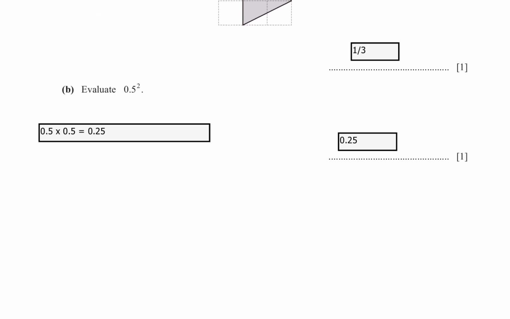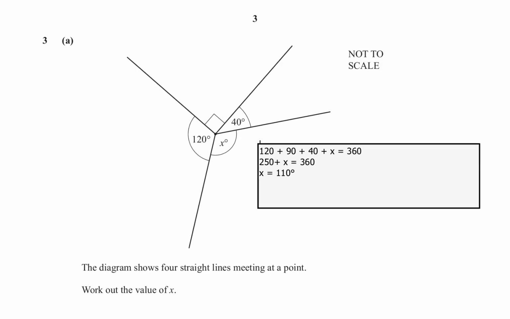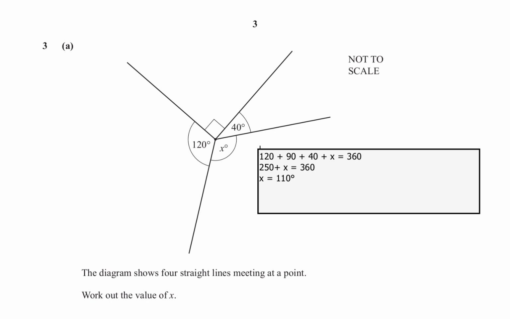Evaluate 0.5 square. 0.5 times 0.5 is 0.25. So the answer is 0.25. Okay, the diagram is not drawn to scale. The diagram shows 4 straight lines meeting at a point. Work out the value of x.